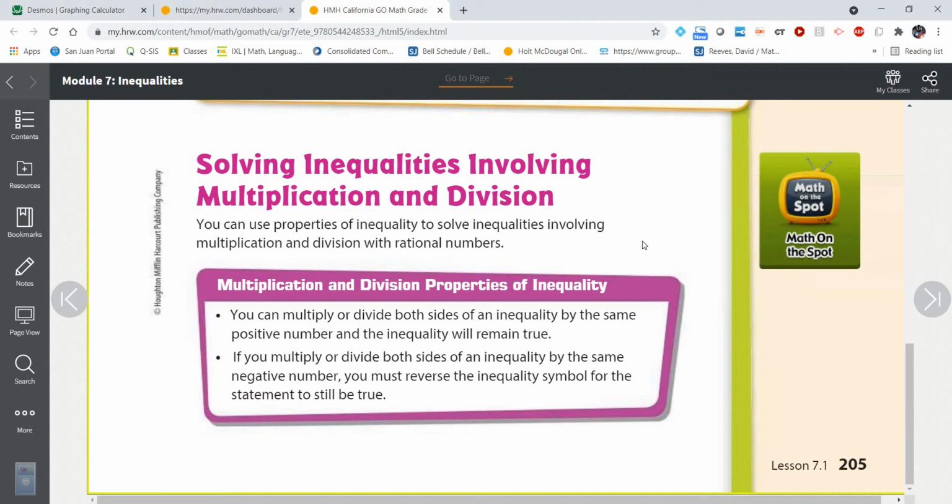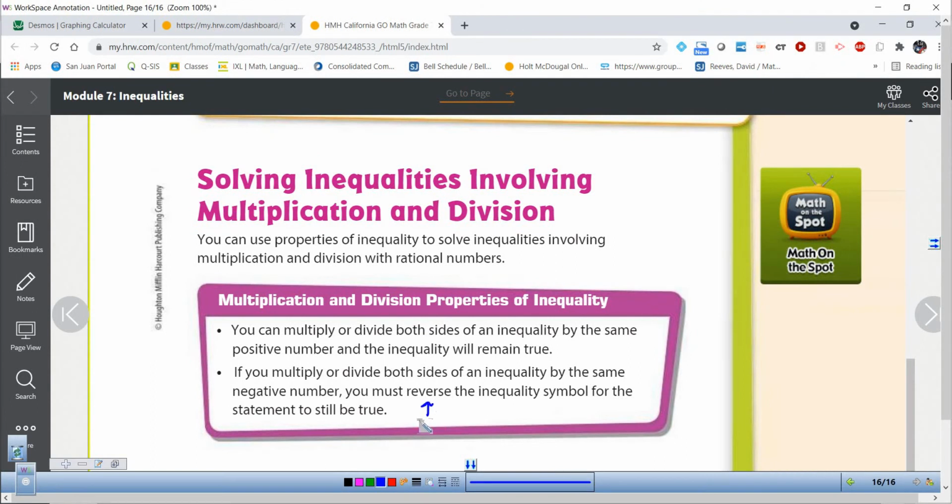Something's going to happen. When you multiply or divide by a negative, you must reverse the inequality symbol. Or sometimes we say flip the inequality symbol. You must reverse it or flip it, which means if it was less than, it must become greater. All right, if it was greater, it must become less than. Less than or equal to, of course, will flip to greater than or equal to, and greater than or equal to will flip to less than or equal to.